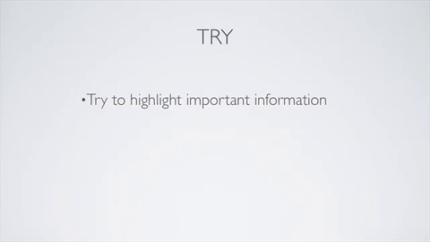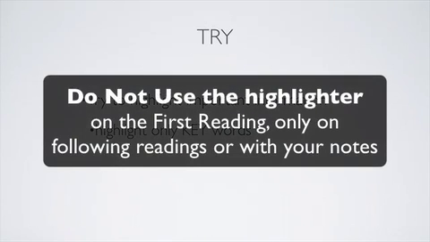Try to highlight important information. If you own the book that you're using, highlight the important ideas first. Only the keywords. Okay? I have seen people taking notes in books that the whole books were painted yellow.